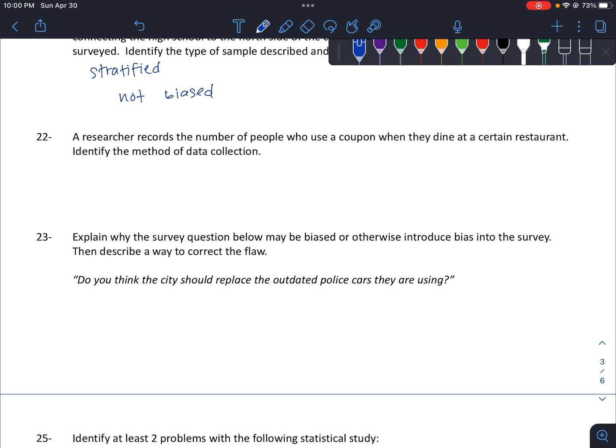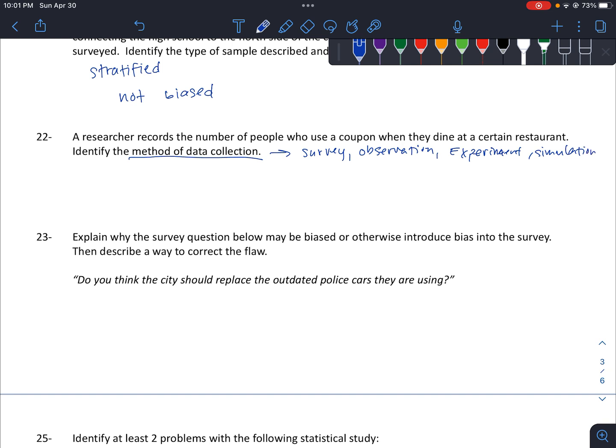22. A researcher records the number of people who use a coupon when they dine at a certain restaurant. Identify the method of data collection. So, method of data collection, just to give you a list of what you can expect. So, method of data collection could be survey, observation, experiment, or simulation.